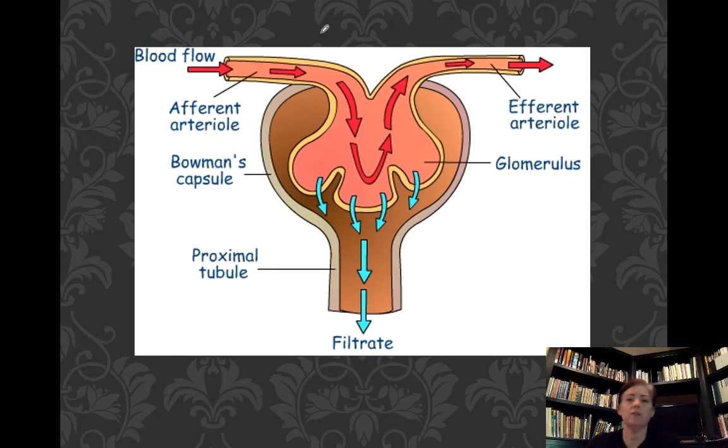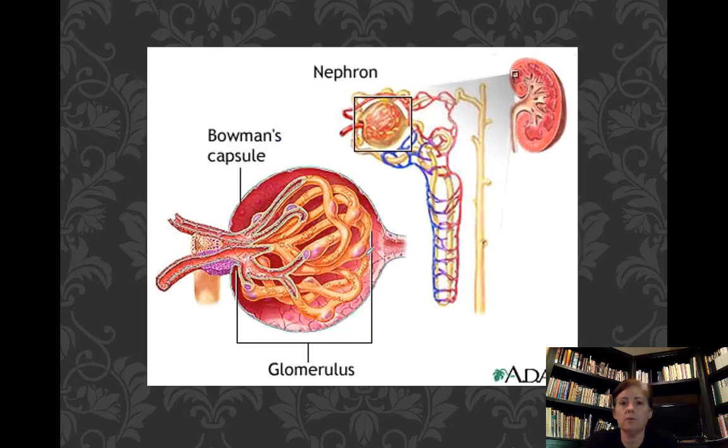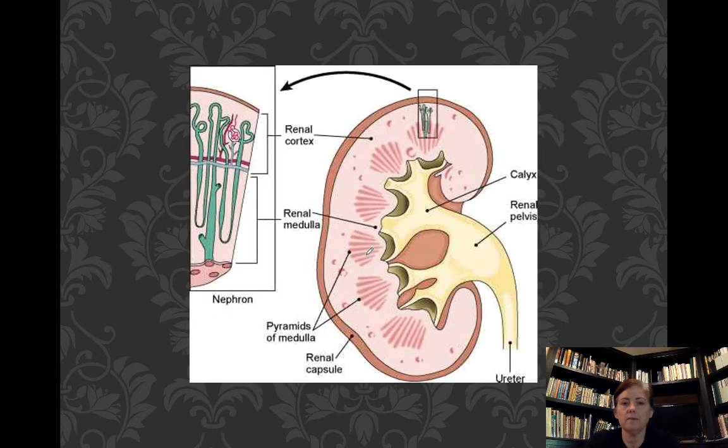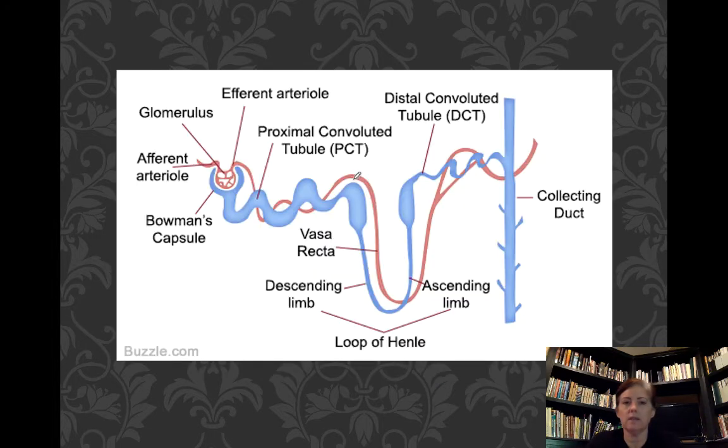Okay, so that's basically what this looks like here. We're forming filtrate at this point because we filtered blood from the glomerulus into the tubule. A couple different ways to look at that. This is pointing out that the renal corpuscle is located in the cortex. So a lot of this happens in the cortex of the kidney.